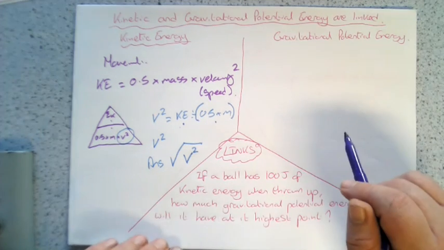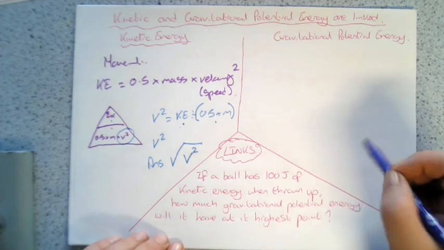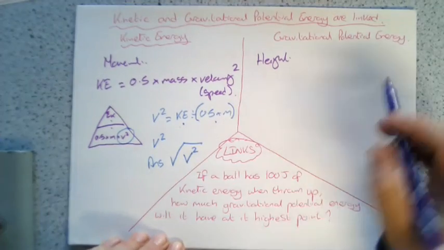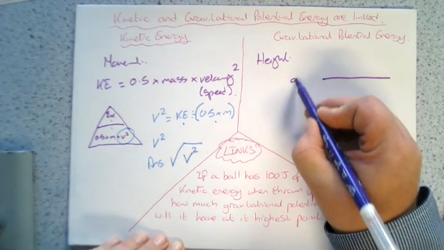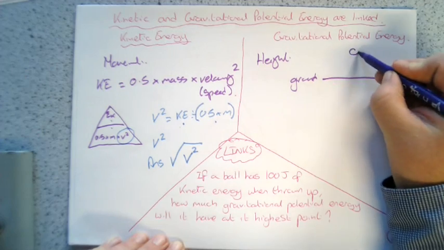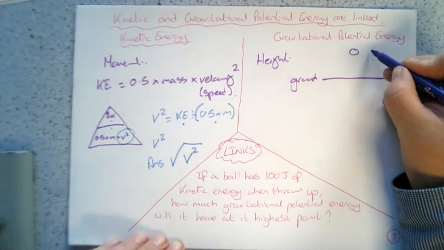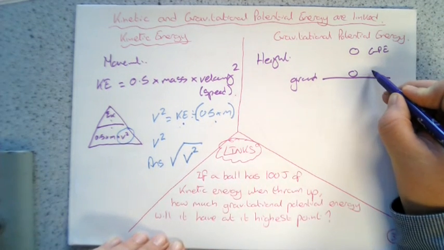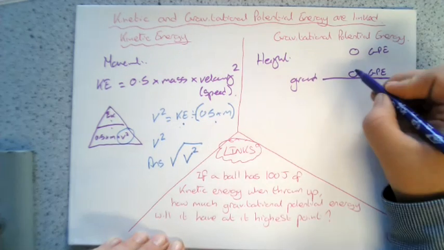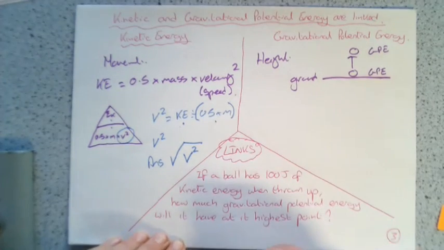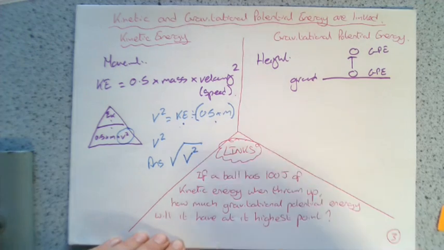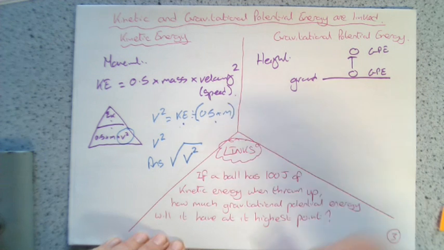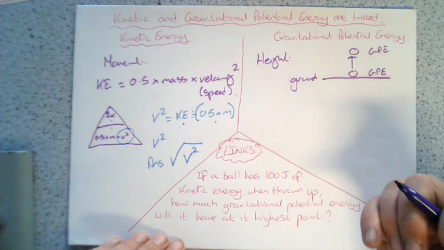Now, when we actually look at gravitational potential energy, it is all about height. So anything that's above ground, so this ball, for example, is above ground, it has got gravitational potential energy. When the ball is on the ground, it's got no gravitational potential energy. So the higher you go, the more gravitational potential energy you have. Because we know that gravitational potential energy is all to do with height, it gives us a clue about how to work it out.